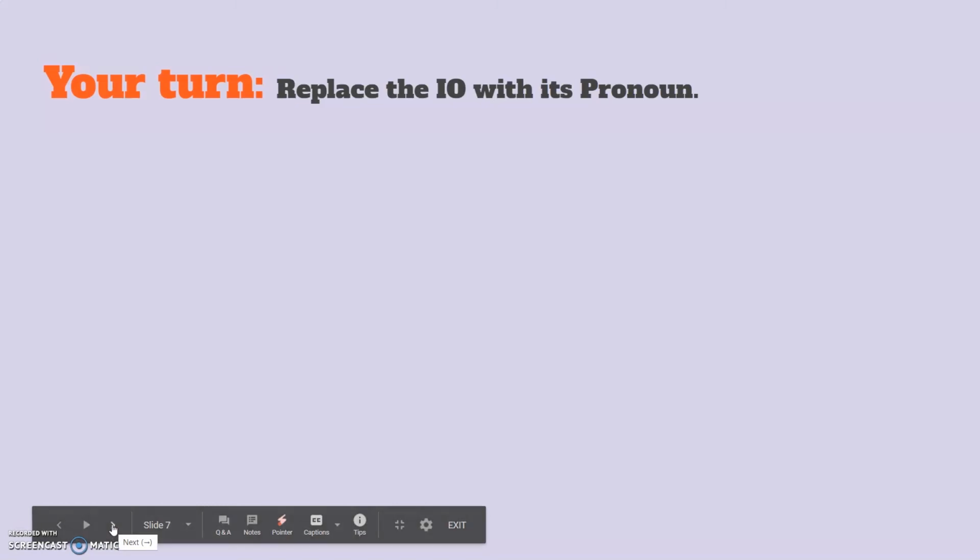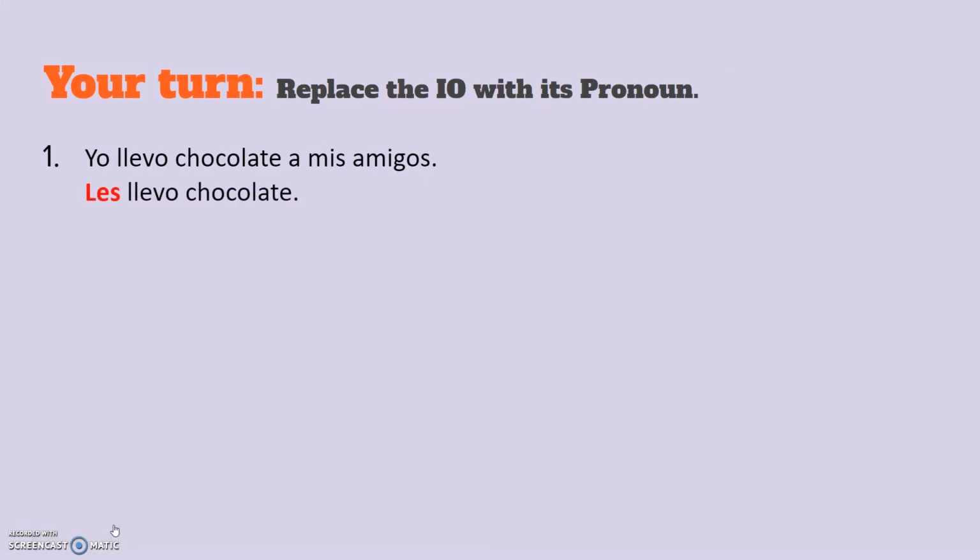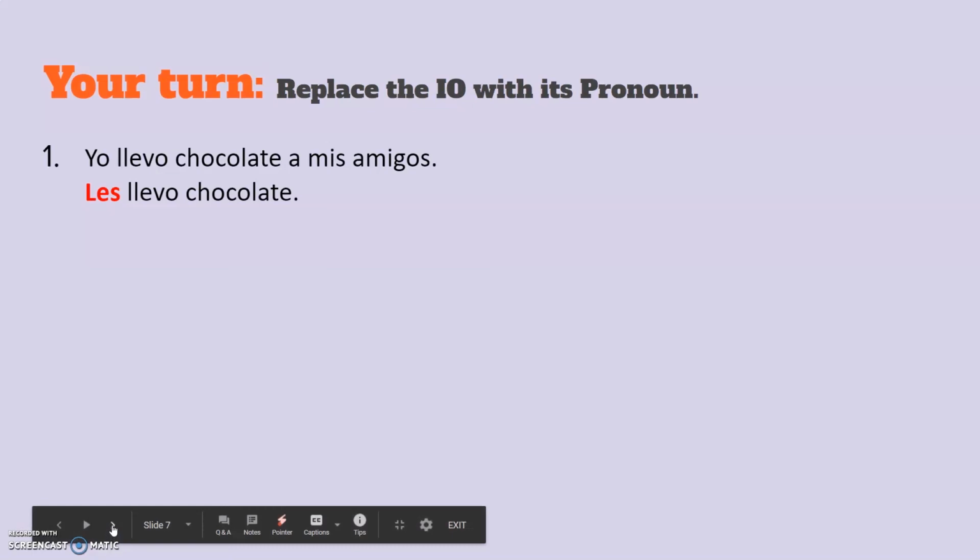I suggest that you pause so that you can work on the examples on your own before you find the answers, okay? Yo llevo chocolates a mis amigos. Go ahead, find the indirect object and replace it with its pronoun. Les llevo chocolates. Número 2.